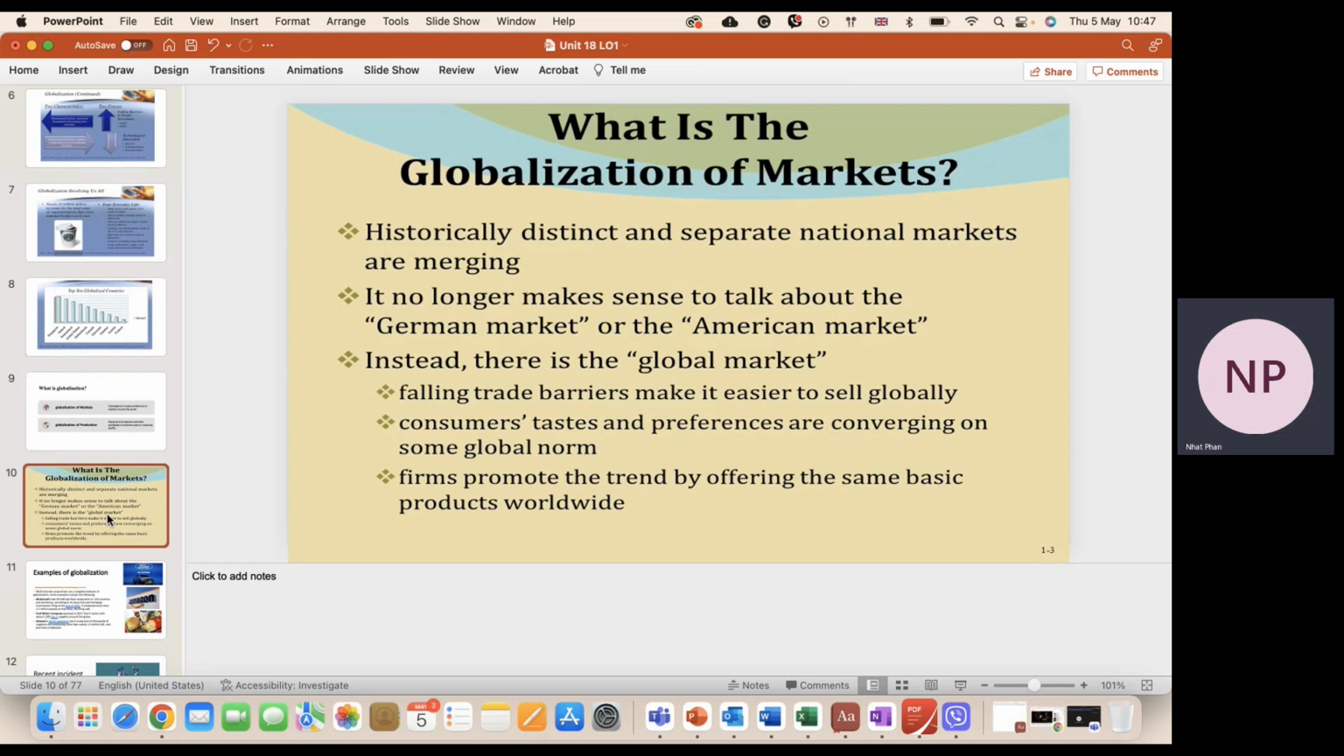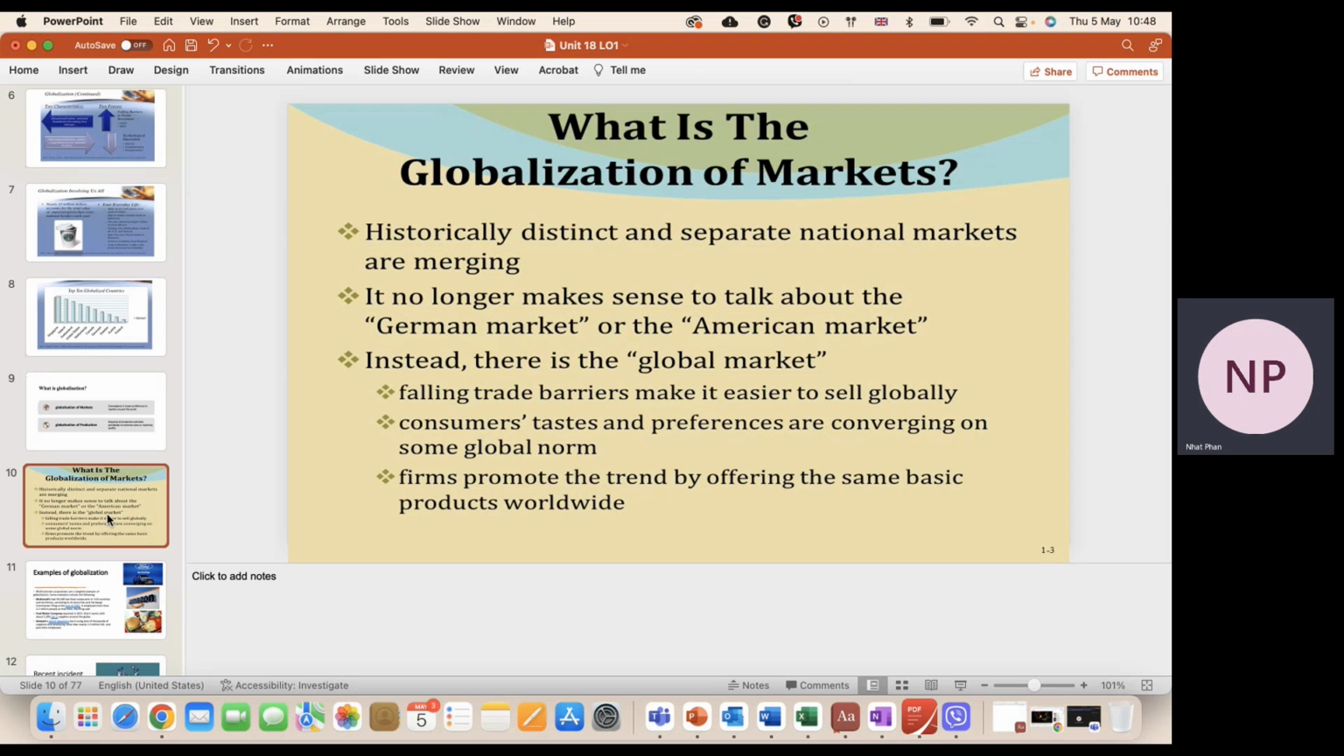So we come first to the concept of globalization of markets. Historically distinct and separate national markets are emerging into something else. It is no longer a market we can talk about like the German market or the American market or the Chinese market. Now we have a global market where products from everywhere can go and we can buy them.